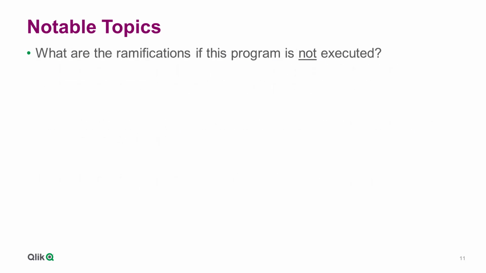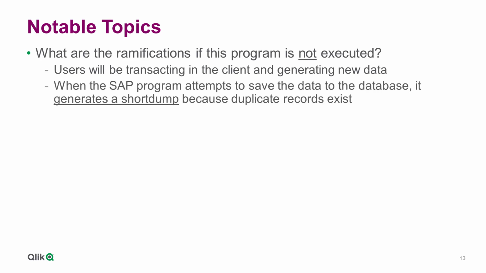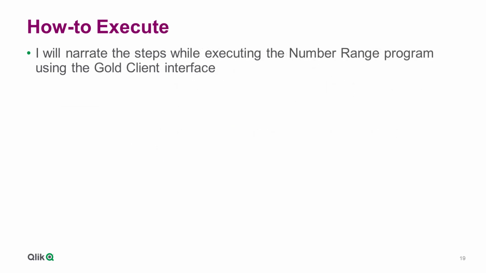You may wonder, what are the ramifications if this program is not executed? What could occur is that users will be transacting in the target client, thus generating new data. And when the SAP program attempts to save the new data to the database, it realizes the data already exists and so generates a short dump because it does not know how to reconcile a situation where duplicate records exist. There are some visuals within the user guide to help explain how this situation may occur, so reference this content if helpful.